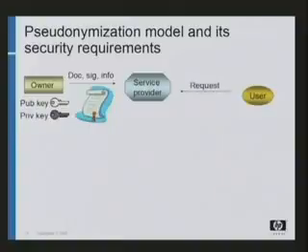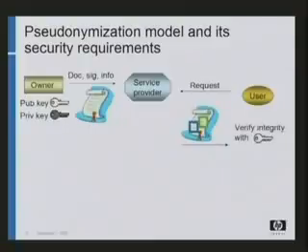And once the user requests a pseudonymized document, the service provider will pseudonymize parts of it based on the user's permission. Now, how to determine who can access what part of the document is outside the scope of this talk. So we just say the service provider prepares a pseudonymized document according to some specifications. And then the user verifies this document with the public key of the data owner. Now the user does not need to trust the service provider in this scenario.